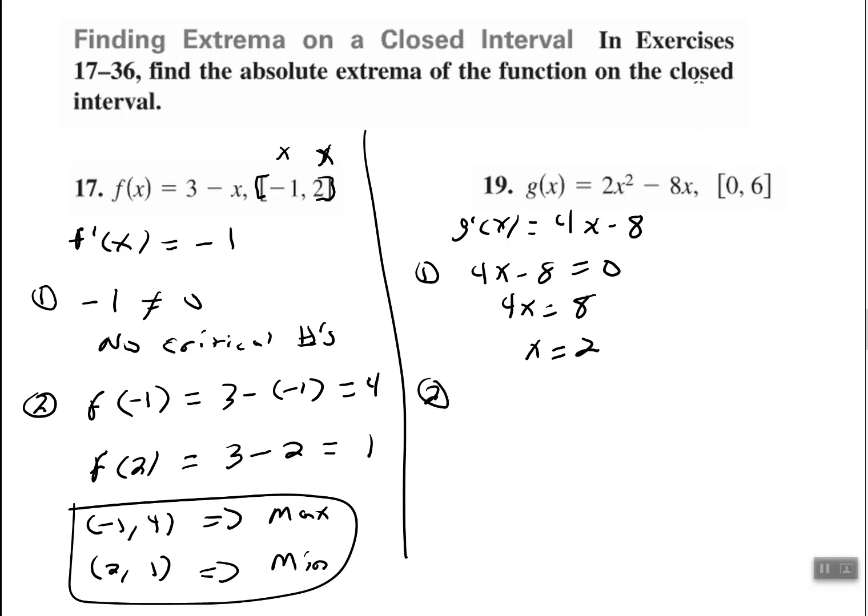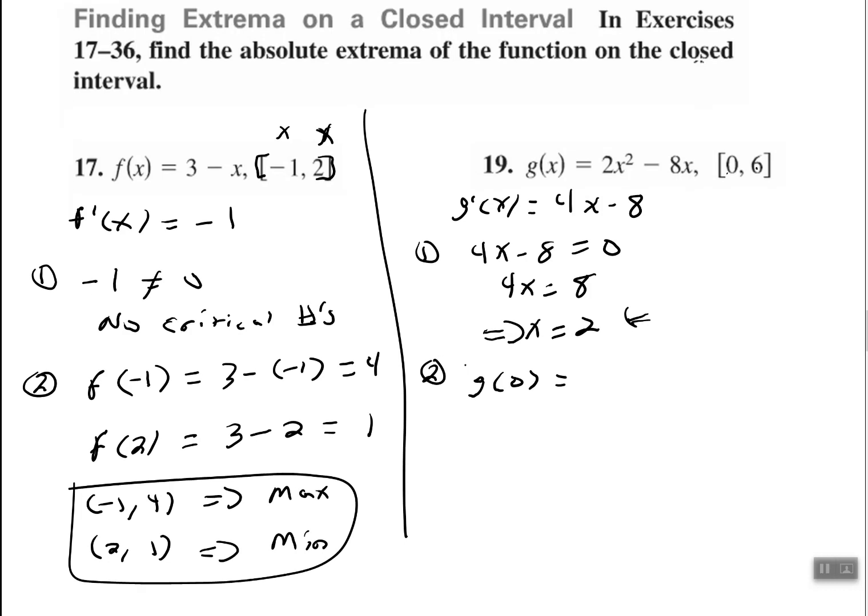Next step is to evaluate the function at the endpoints and the critical numbers. So let's go ahead and evaluate while we're on step 1 here. Well, we'll just do it all together. So we have 0, 2, and 6. We have 0 and 6 as our endpoints, and 2 is our critical number. We need to evaluate the function at all 3 of those values of x.